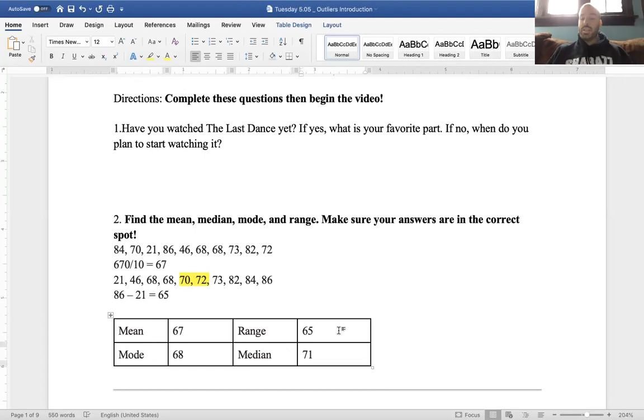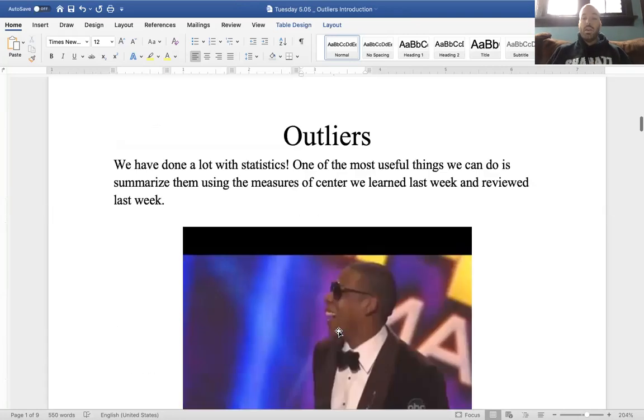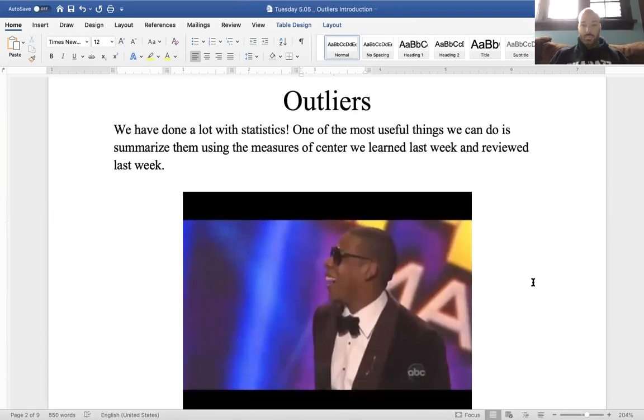Okay, we're gonna still look at mean, median, mode, and range as we go on in this unit, but we're taking a pause from that today. Today, we're focused on outliers. We've done a lot with statistics. One of the most useful things we can do is summarize them using measures of center. That's what we just did. Mean, median, mode, range, those are measures of center.